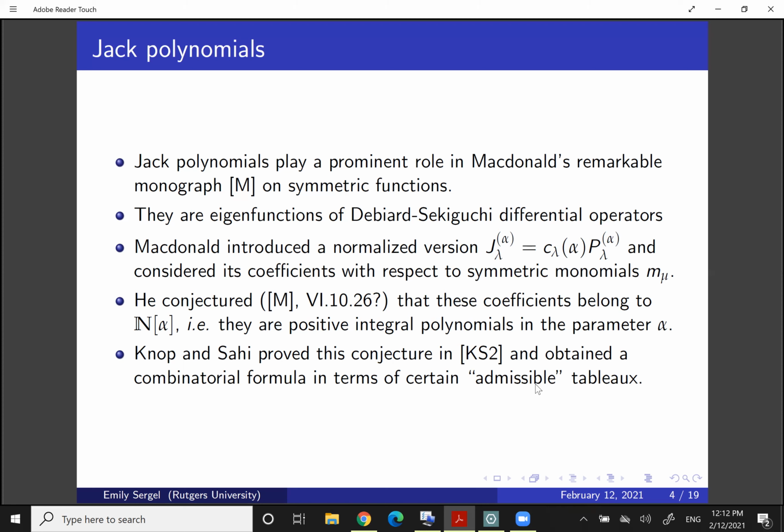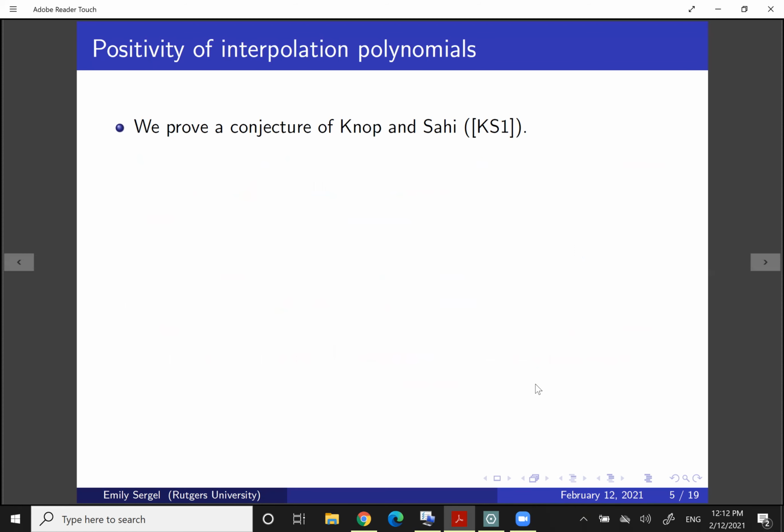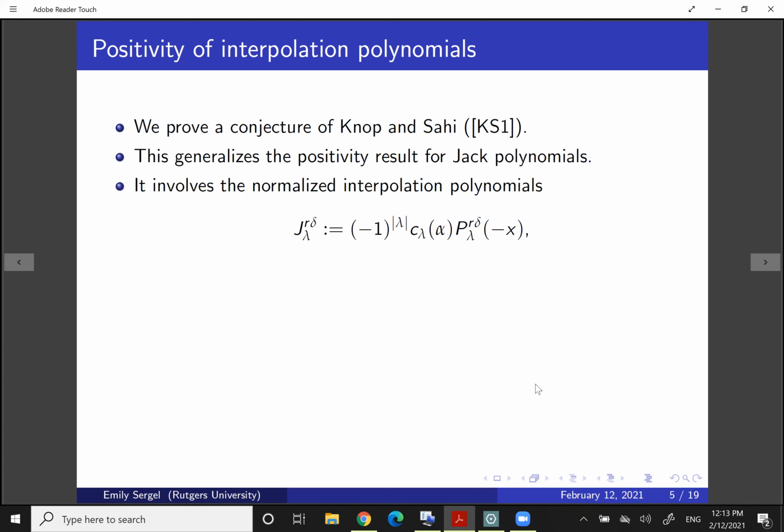So this conjecture of Knopp and Sahi that we're going to prove says, let's generalize this positivity result to the setting of the interpolation polynomials. So just like with the Jack polynomials, Macdonald had to make a normalization, we're going to normalize the interpolation polynomials. And there's some coefficient out front. Don't worry about that. Look at this, x goes to minus x. It's the same coefficient as in Macdonald.